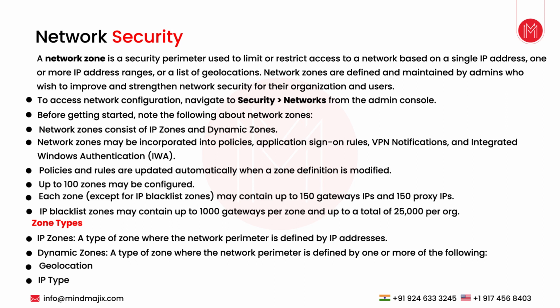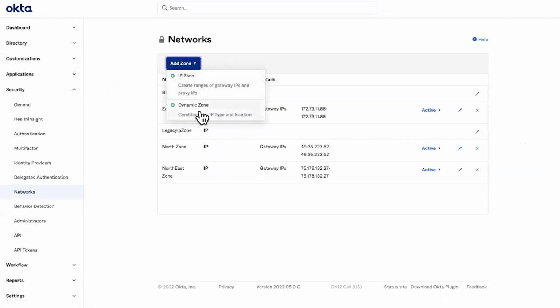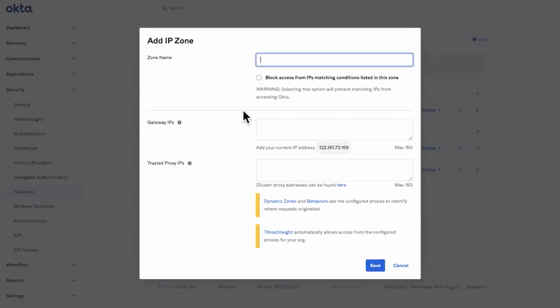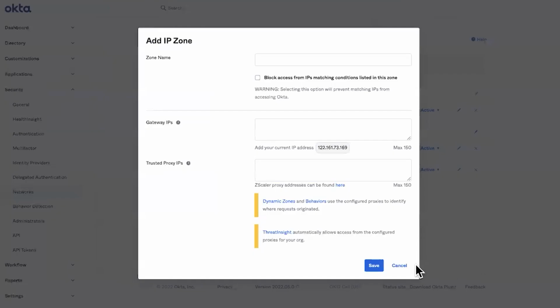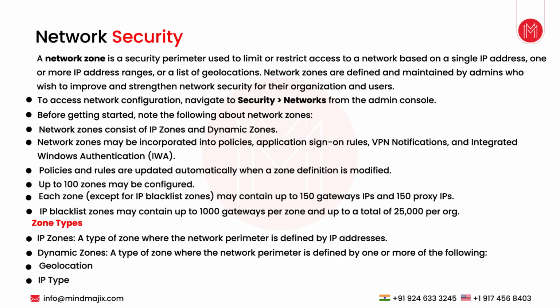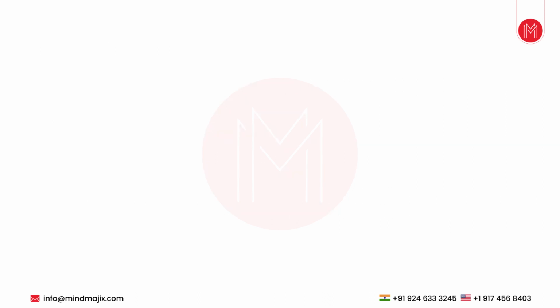So over here, you can add two types of zone. One is the IP zone and the other is the dynamic zone. And under this, you have the gateway IP and the proxy IP. So you can add up to 150 gateway IPs and 150 proxy IPs. And an IP blacklist zone may contain up to 1,000 gateways per zone and up to a total of 25,000 per organization. So we discussed two types of zones. One is the IP zone, a type of zone where the network parameter is defined by the IPs, and the dynamic zone is the type of zone where the network parameter is defined by either the IP or the geolocation. So that's how we define the zones.